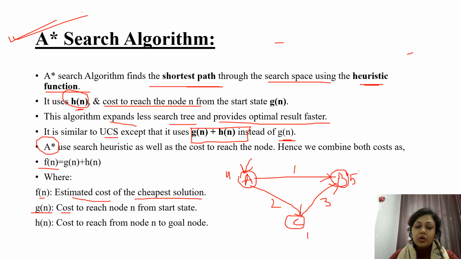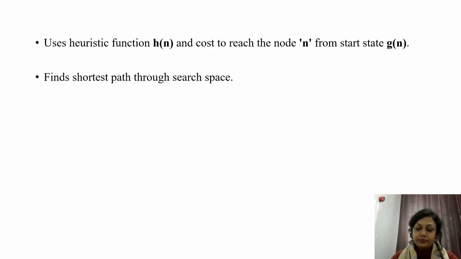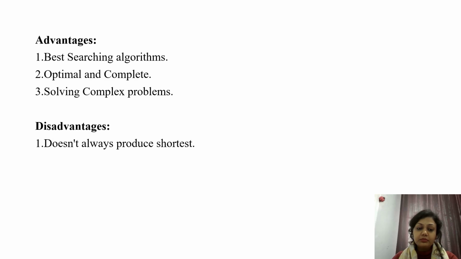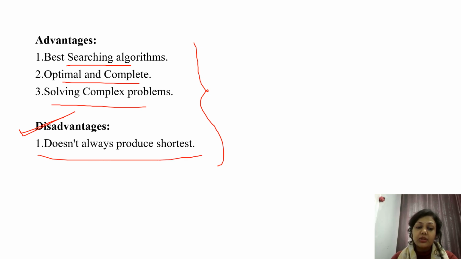Now the G(n) is the cost to reach node n from the start node and the H(n) is the cost to reach from the node n to the goal node. It uses heuristic function H(n) and cost to reach node n from the start state G(n), and it finds the shortest path through search space. Now let's see some advantages and disadvantages of this A star algorithm. It is the best searching algorithm and it is also optimal and complete. It solves complex problems. The major disadvantage of this algorithm is that it doesn't always produce the shortest path.